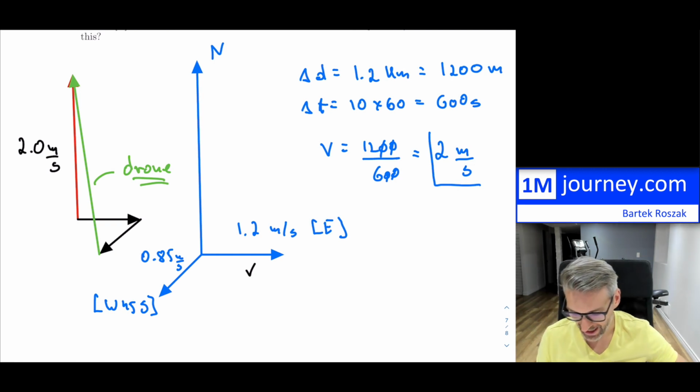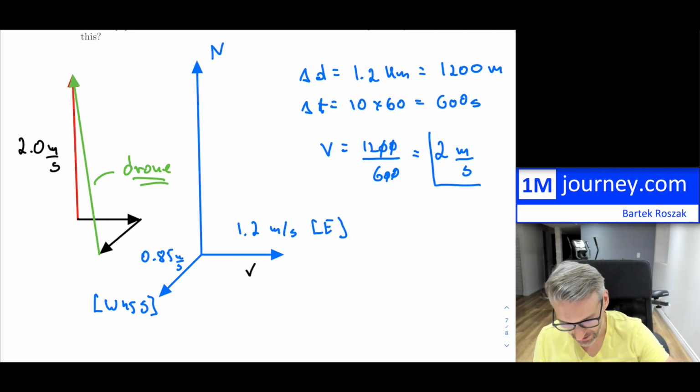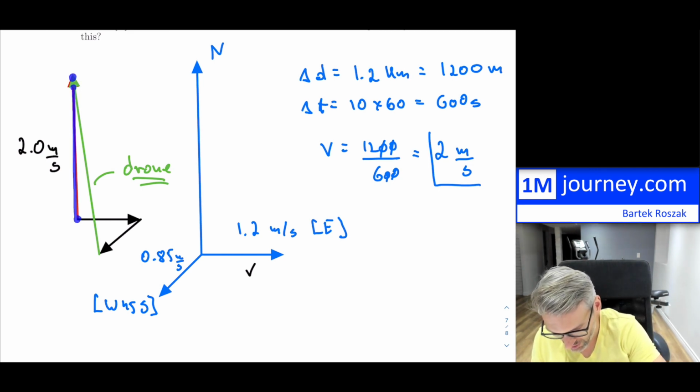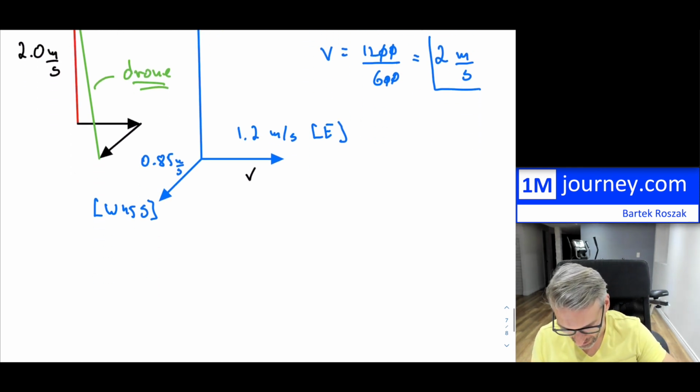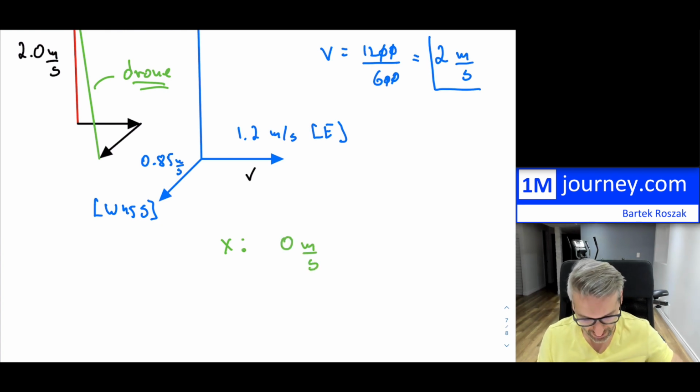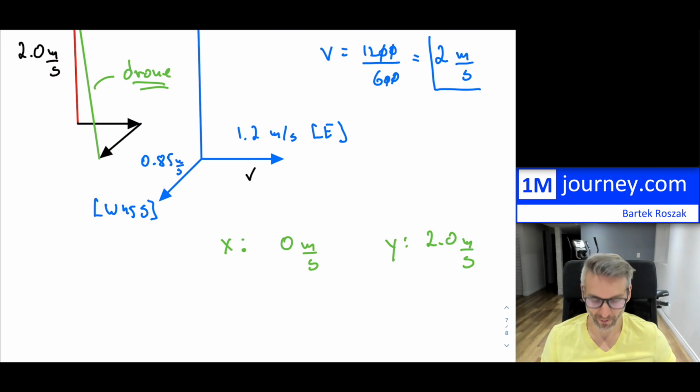And notice that as a result, from here to here would have given us 2 meters per second. So what we want is this: we want X to be 0 meters per second, and we want our Y to be 2 meters per second north. That's what we want to happen. That's that red line.